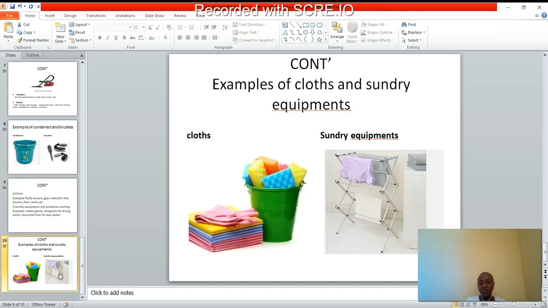In this slide, we also have the examples of clothes. We have also yellow dusters, as you can see in the images, and also we have the sundry equipment, which is the rack where you place wet clothes so they can drip the excess water until they get dry.